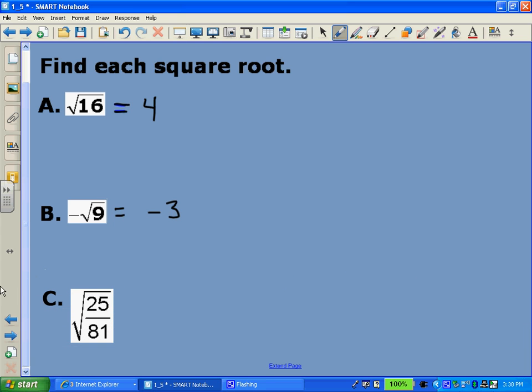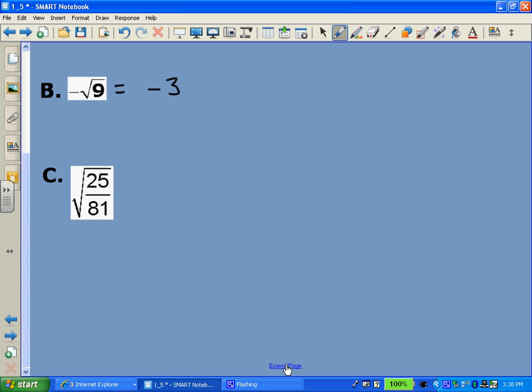We'll also be taking square roots of fractions. Now when I run into a fraction, all I have to do is take the square root of the top over the square root of the bottom. So the square root of 25 is 5, and the square root of 81 is 9. So then the square root of 25 over 81 would be 5/9.